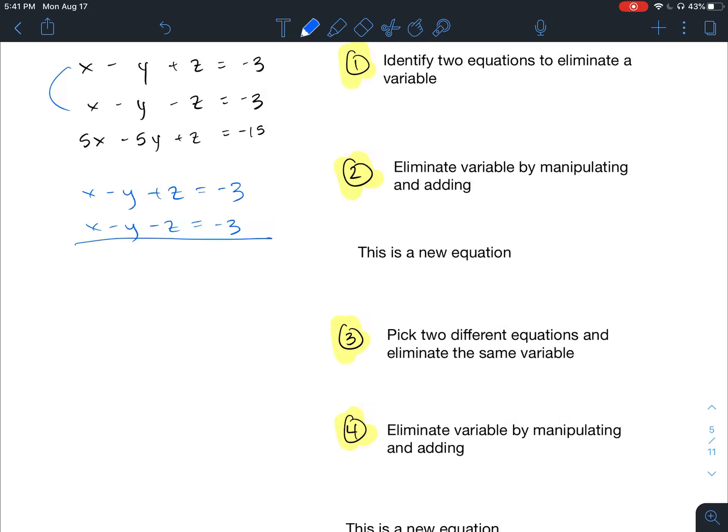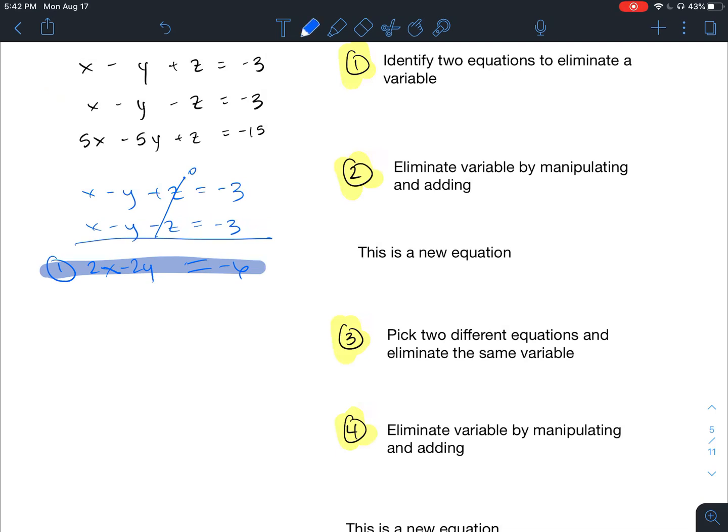Well, x and x, that's going to be 2x. And then we have negative y and negative y, that's negative 2y. These are eliminated. So we have equal to negative 6. Okay, this is one equation right here. We just need to find another equation using the two other equations.